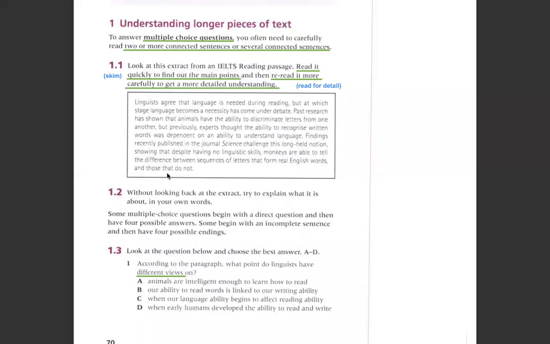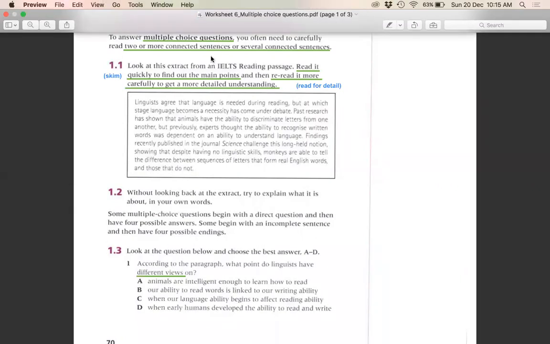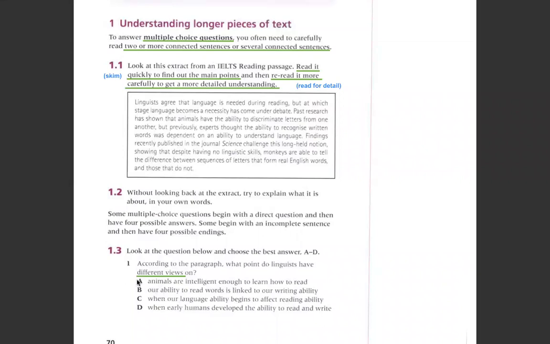Okay, so this is discussing linguists. We need to see what they have different views on. So in order to find this, you can think about what paraphrases they could use for different views. They might use words like disagree, argument, or something like that. So you need to look for some paraphrases of this word. Okay, so please go ahead and skim read this. I'll time you. You've got 30 seconds, and then you can answer the question.